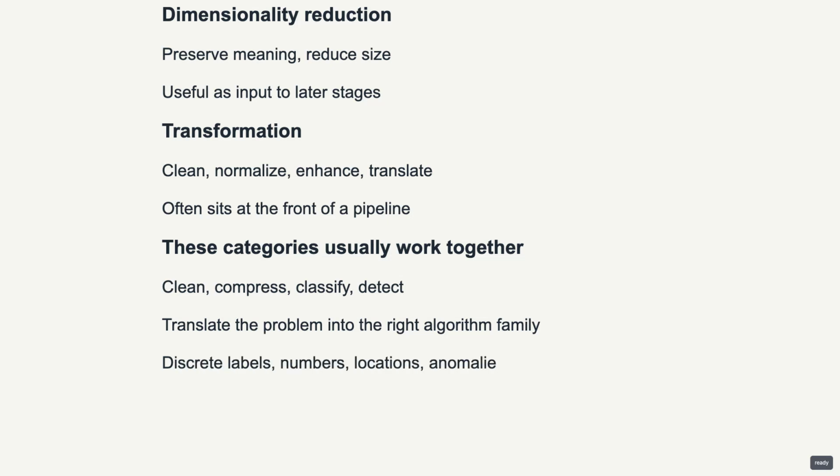That map is the fastest way to reason about algorithm choice. Edge systems usually stitch several of these families into one pipeline, and that composition is often what makes the system work at all.